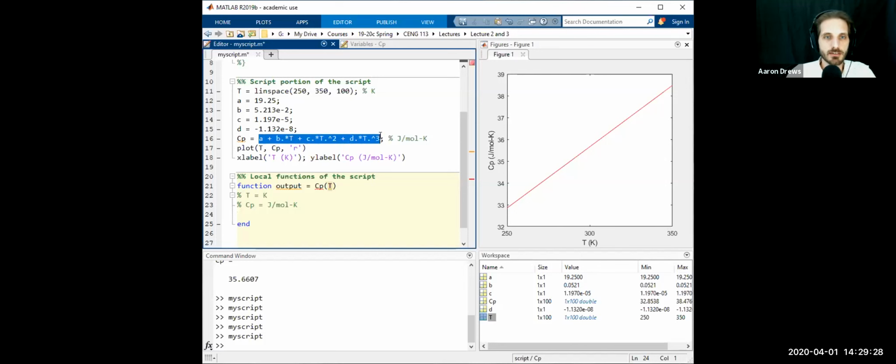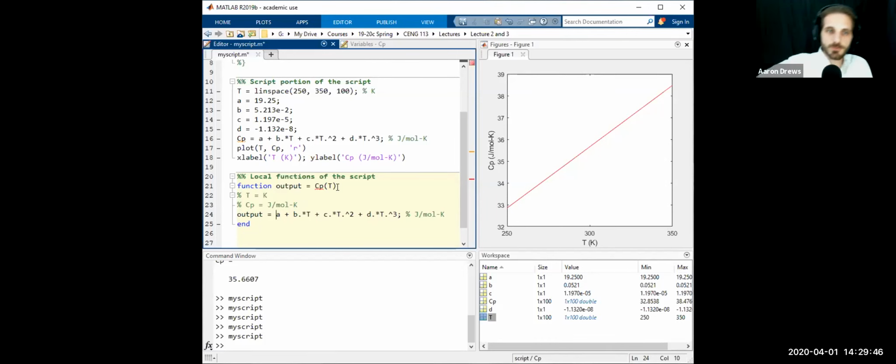So I can take this same piece of code here, put it down here, and say that the output to this function is going to be a plus b times t plus c times t squared, et cetera, et cetera. That's perfectly fine. It's up to you if you want to label your functions like this. I'm in the habit of actually not doing that, but it's okay the way that it is right now.